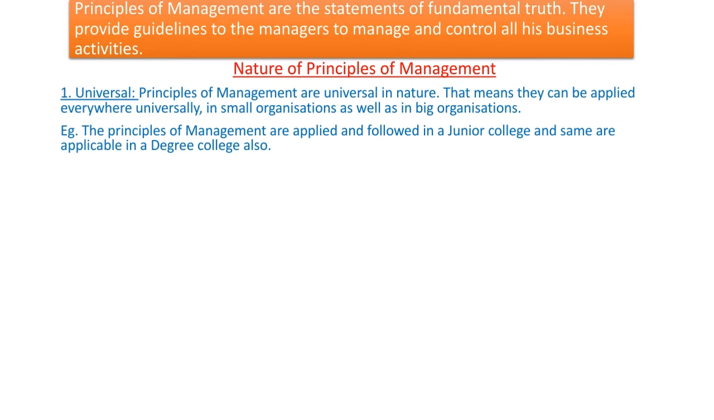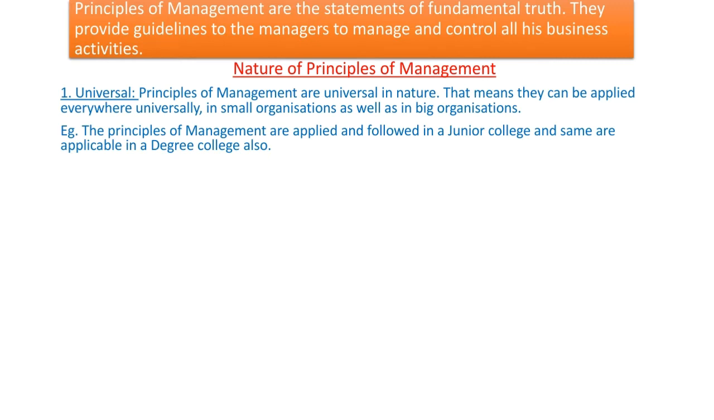If you are very lucky and if you happen to go abroad for your further studies and you go for management subjects, then again you will get this set of answers, principles of management. In other organizations also, in other countries also, principles of management are followed. There is no doubt about it. So principles of management are followed universally, whether the organization is big or small. That means the principles of management are applied everywhere universally without any change.